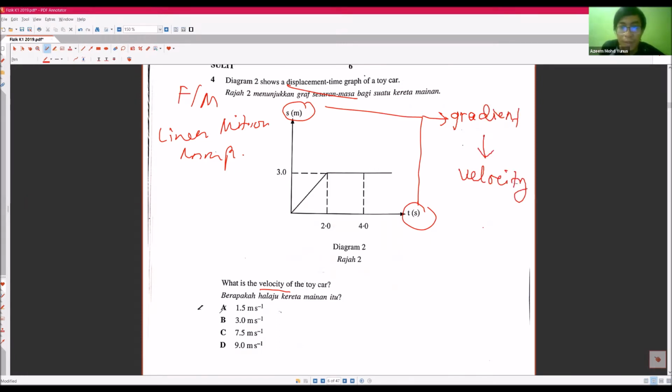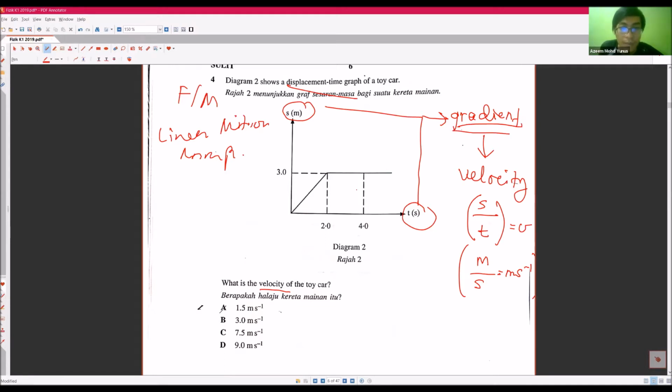So how do we know that the gradient represents the velocity? The velocity is actually y over x. Y is s, x is t. So this is the formula for velocity. Or we can compare the unit: meter per second, so ms^-1. All of these are equivalent and represent velocity. So we can calculate the gradient.